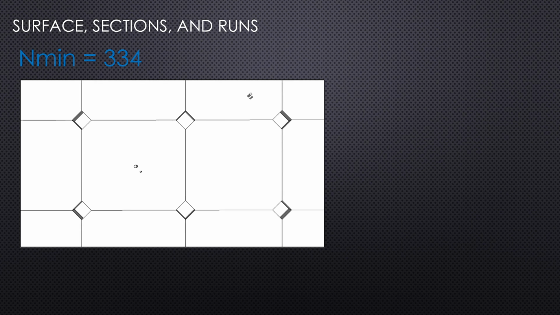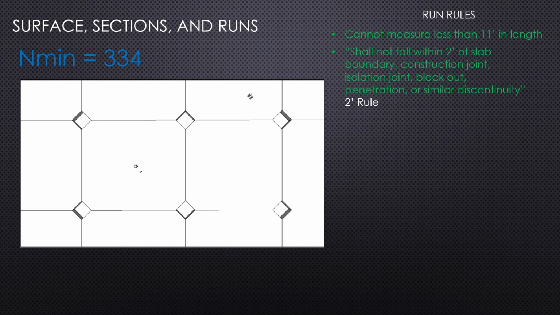Now let's make this real world and throw some column boxes and pipes in here. We'll make it even more real world and put some saw cuts in here as well. Now the stage is set and we can start going over run rules. A run is a straight measurement line which cannot measure less than 11 feet in length. Shall not fall within 2 feet of any slab boundary, construction joint, isolation joint, blockout, penetration, or similar discontinuity. This rule has been effectively called the 2-foot boundary rule, and it's in place to omit as best as possible the areas of the slab that need to be finished by hand.